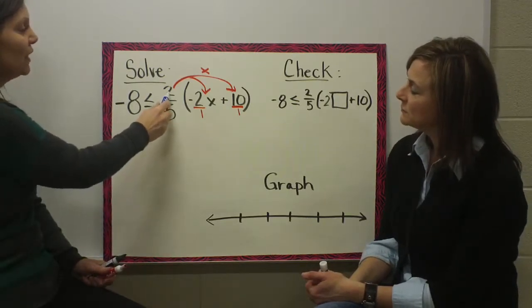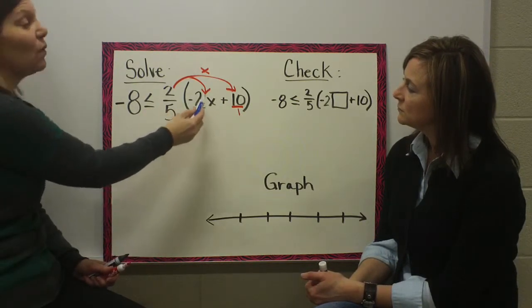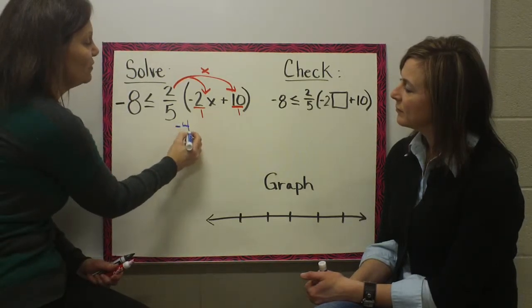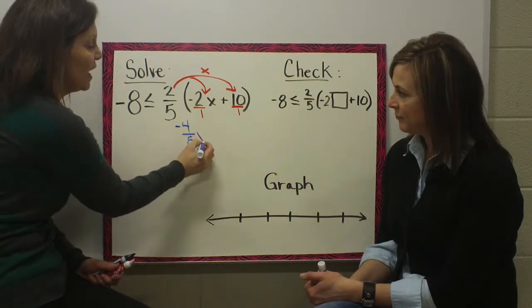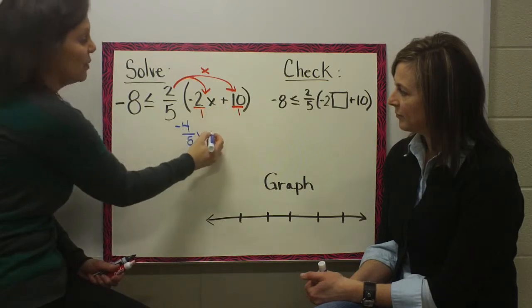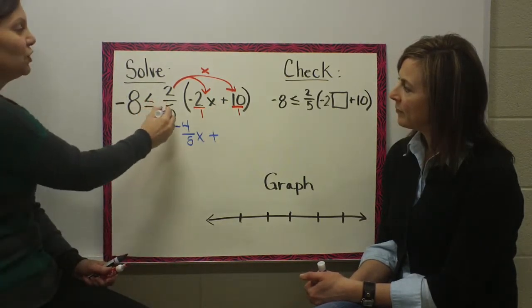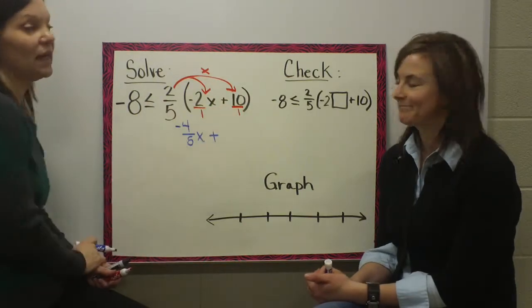So first I'm going to take 2/5 times negative 2 over 1. I'm going to multiply my numerators, which is negative 4, and 5 times 1 is 5, so negative 4/5x. I'm going to bring down my addition operation. Next I'm going to multiply 2/5 times 10 over 1.